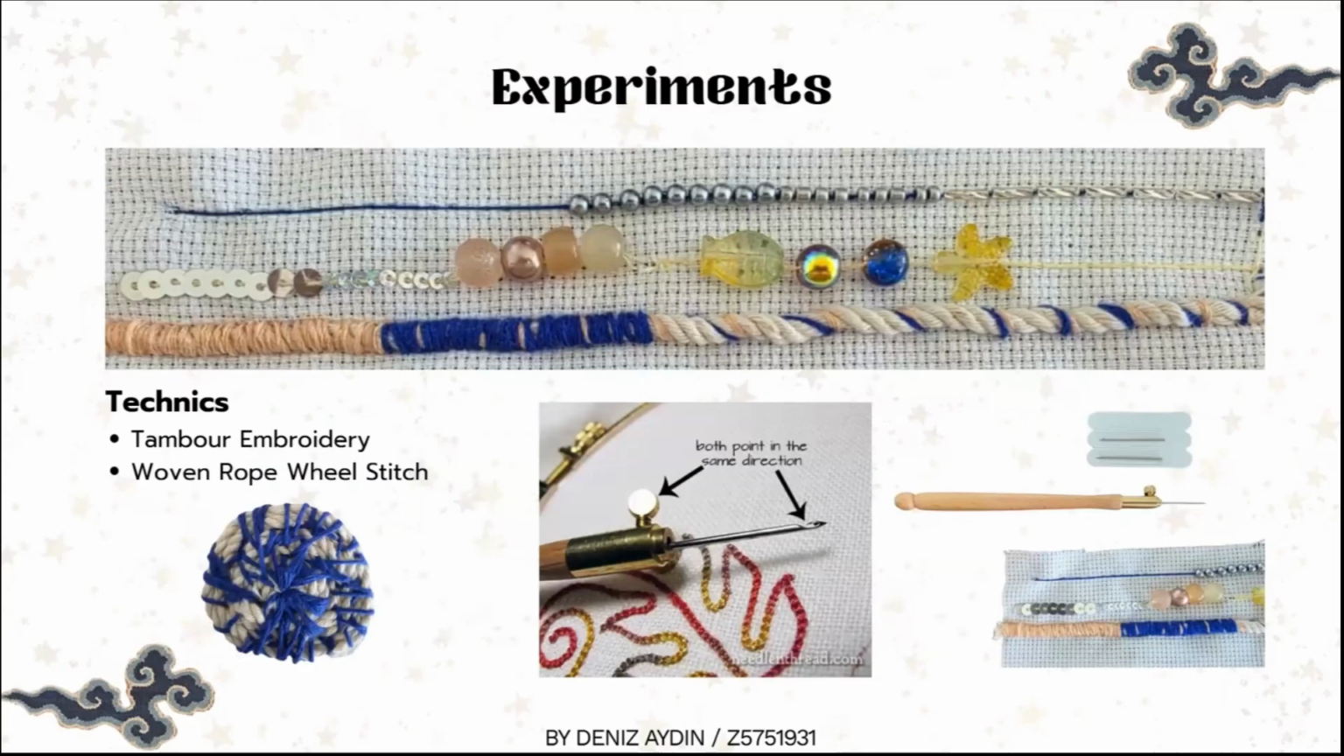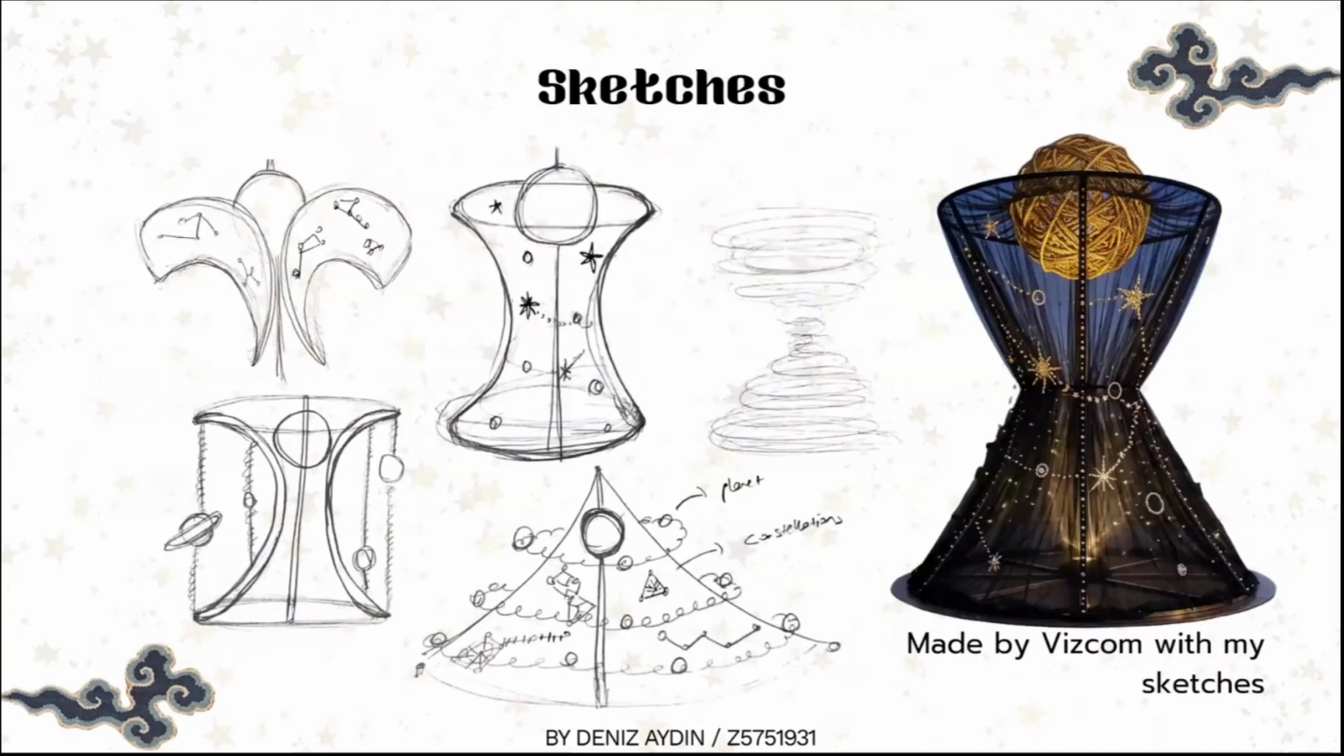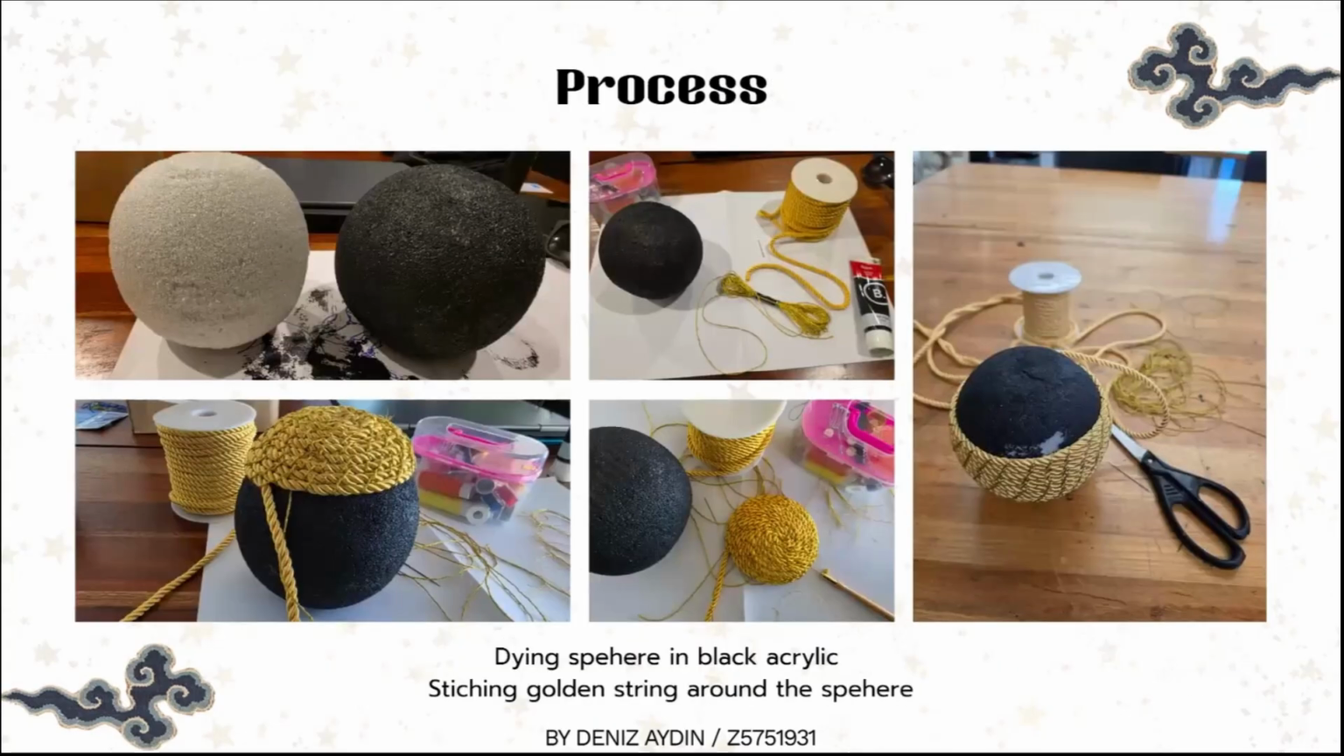In the experiments, I learned how to do the timber embroidery and also used the woven rope wheel stitch technique on the sapphire. And these are the sketches. I also used Vizcom to create the real life image. First, I built the sapphire over a foam base dyed black, then wound it in gold cord and wire to hold its form.